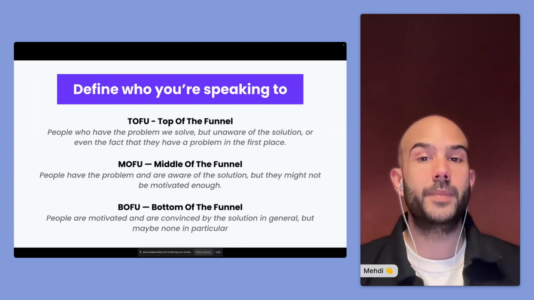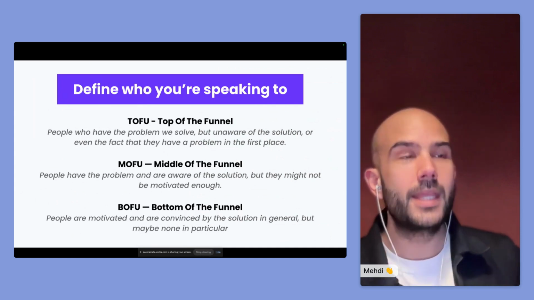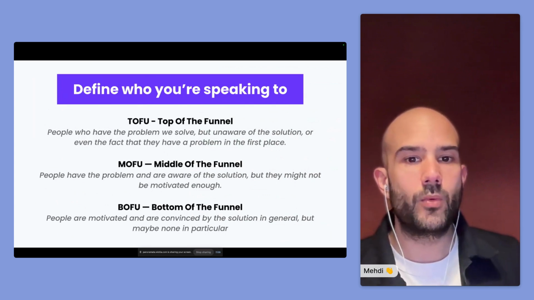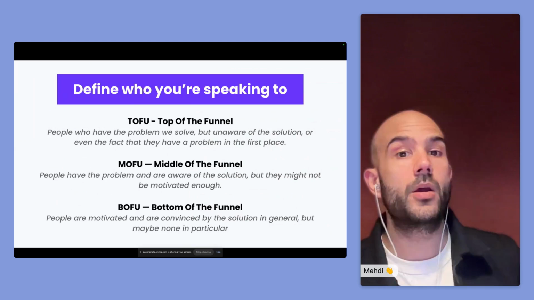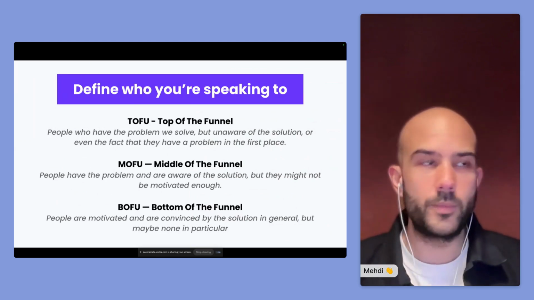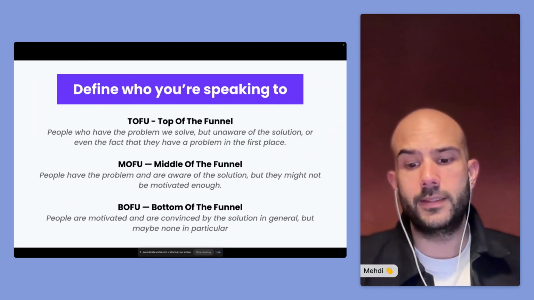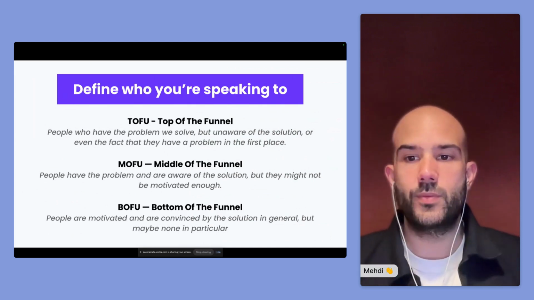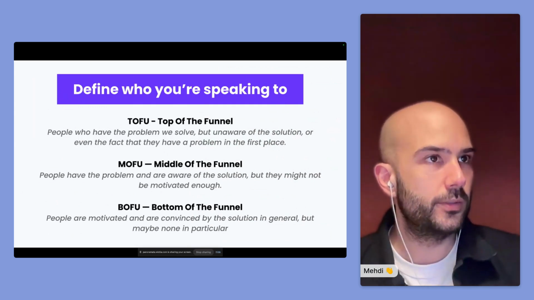Then you have MOFU, middle of the funnel. Those people know the problem. They're aware of the problem that they're having. They're aware that there's some kind of solution that exists. They might not be aware of yours right away, and they're not motivated enough to buy right now. And then you have bottom of the funnel. Those people are almost ready to buy. They're motivated. They know they have an issue. They know about your solution. They might know that there are other competitors and other solutions around yours as well, but they're not buying something right now. They should be triggered into buying something.